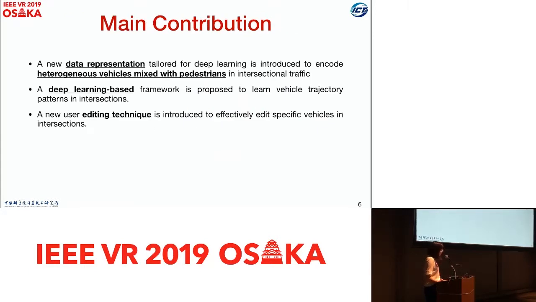So, inspired by the above insight, in our work we propose a novel deep learning-based framework to simulate intersectional traffic. A new data representation tailored for deep learning is introduced to encode heterogeneous vehicles mixed with pedestrians in intersections. And we also introduce a new user editing technique to effectively edit specific vehicles in intersections.